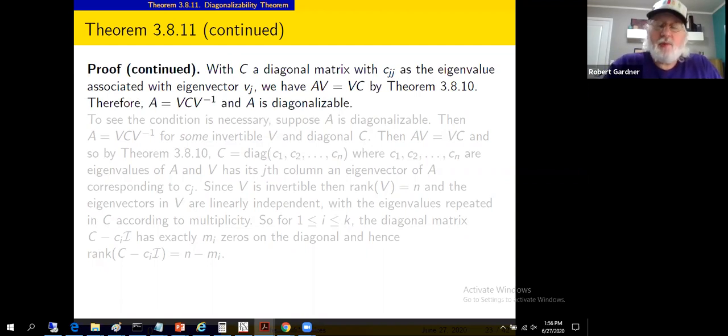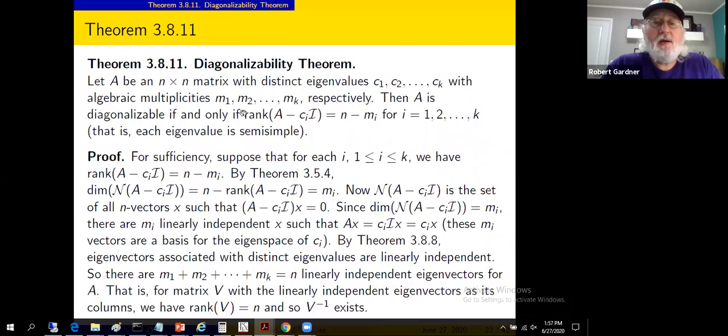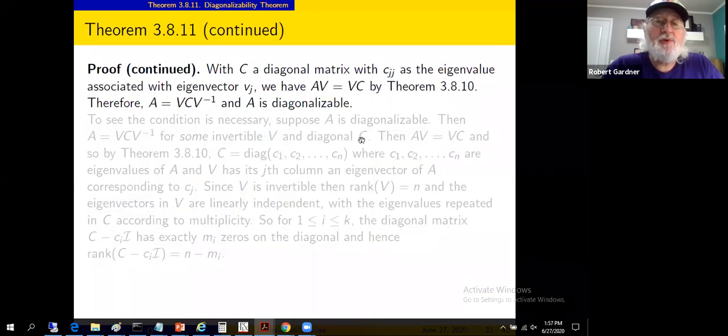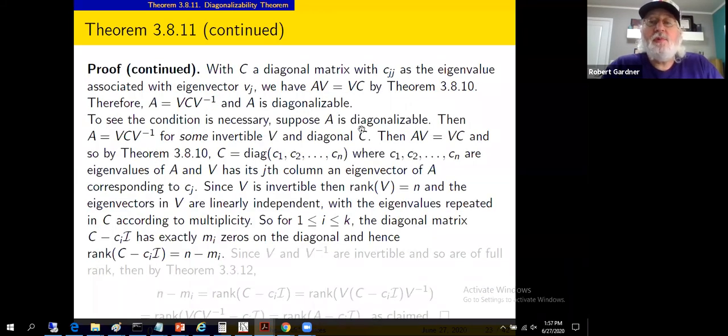So we're claiming A, let's go back and look at the statement. We're claiming A is diagonalizable if and only if this rank deal holds. Okay, we've shown this equation involving rank implies diagonalizability. All right, so now we want to assume diagonalizability and deduce that equation involving rank.